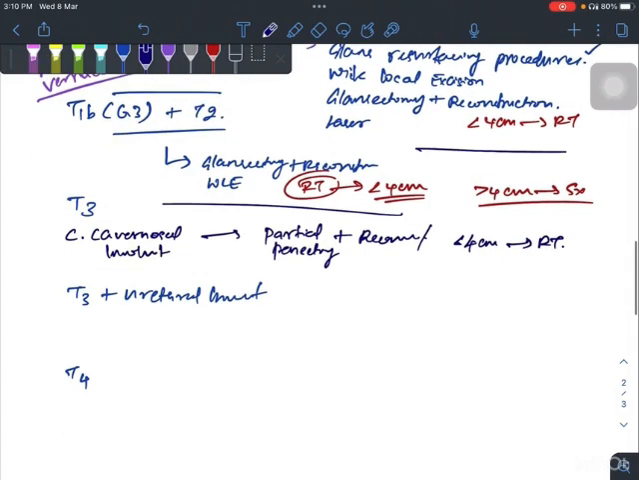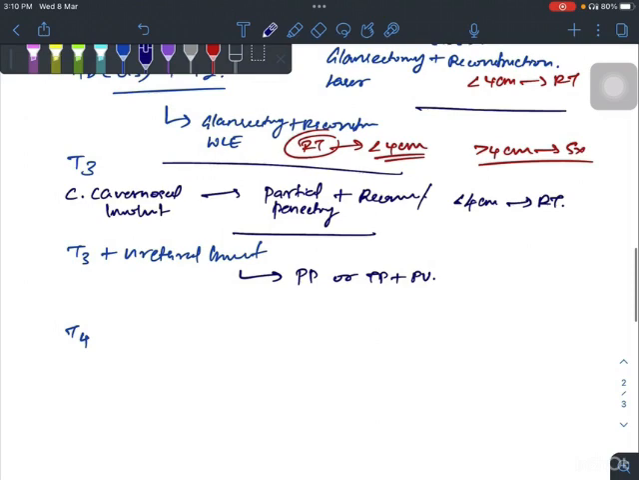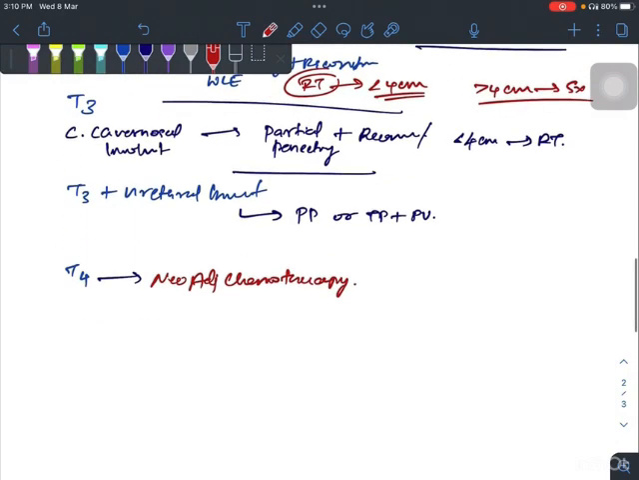So T3 with urethral involvement, for this we can do either partial penectomy or total penectomy with perineal urethrostomy. T4, when it involves the adjacent organs, we will give neoadjuvant chemotherapy followed by surgery. If it is responsive, we can do the surgery.